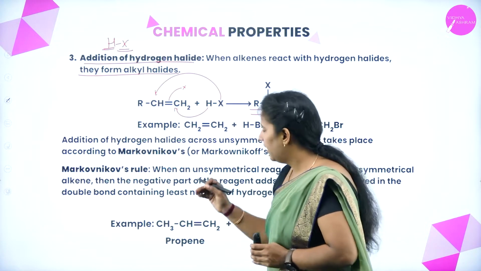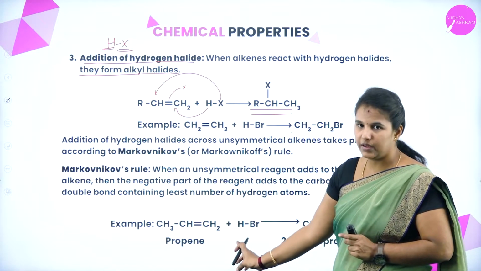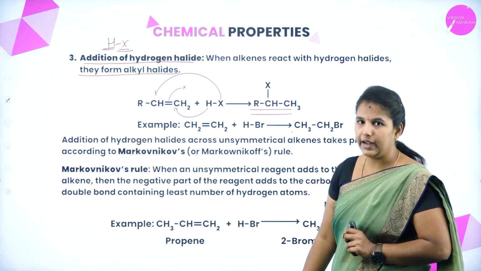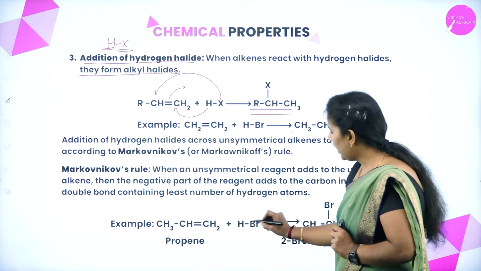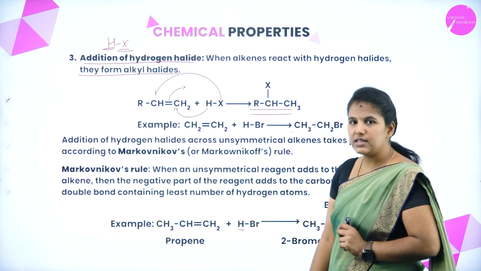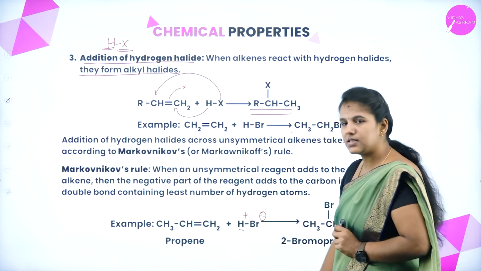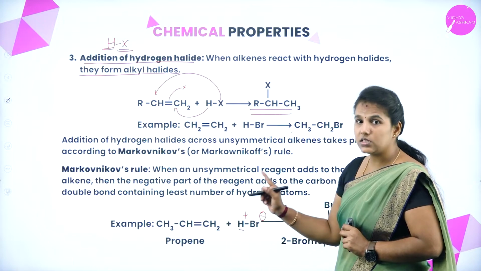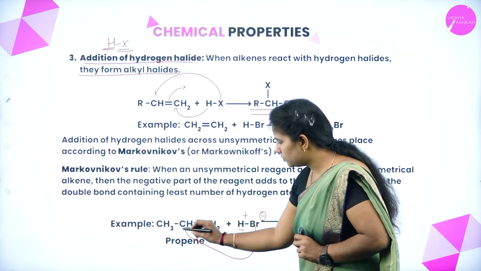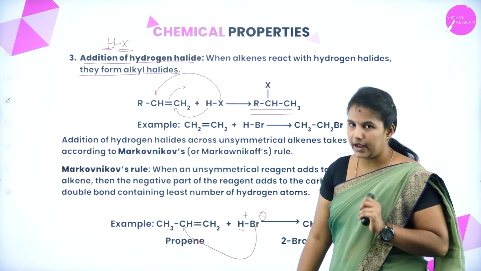Here I have considered propene. To this I have added HBr. We know that HBr is a hydrogen halide, where hydrogen carries the plus charge, whereas bromine carries the negative charge. This is plus charge and this is negative charge. According to Markovnikov's Rule, the negative part of the reagent should attach to the carbon atom having the least hydrogen atoms.